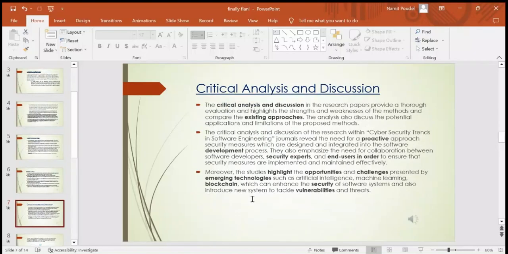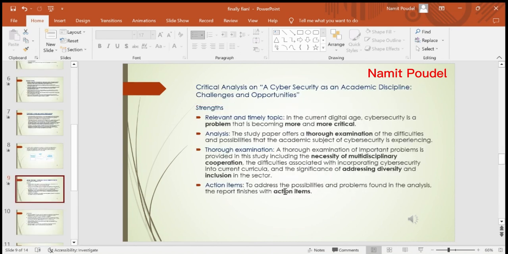Critical analysis and discussions. The critical analysis and the discussion in the research paper provide thorough evaluations and highlight the strengths and weaknesses of the method and compare the existing approach. The analysis also discusses the potential applications and limitations of the proposed methods. Moreover, the study highlights the opportunities and the challenges presented by emerging technologies such as artificial intelligence, machine learning, and blockchain, which can enhance the security of software systems but also introduce new systems to tackle vulnerabilities and threats.